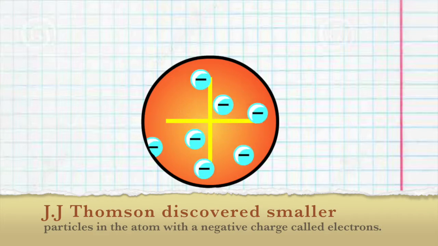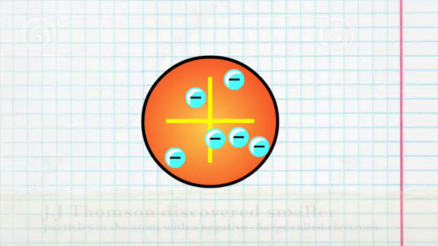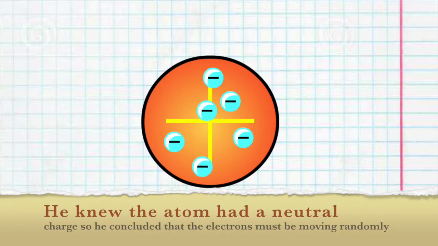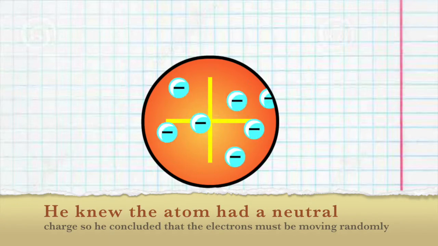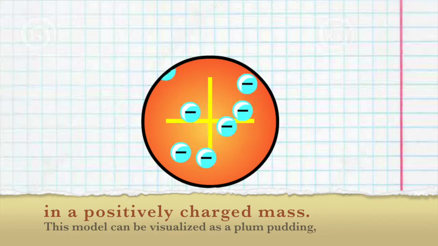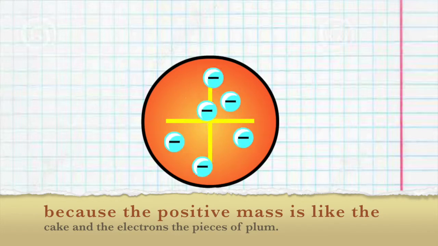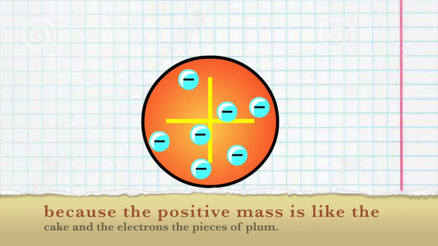J. J. Thomson discovered smaller particles in the atom with a negative charge called electrons. He knew the atom had a neutral charge, so he concluded that the electrons must be moving randomly in a positively charged mass. This model can be visualized as a plum pudding, because the positive mass is like the cake and the electrons the pieces of plum.